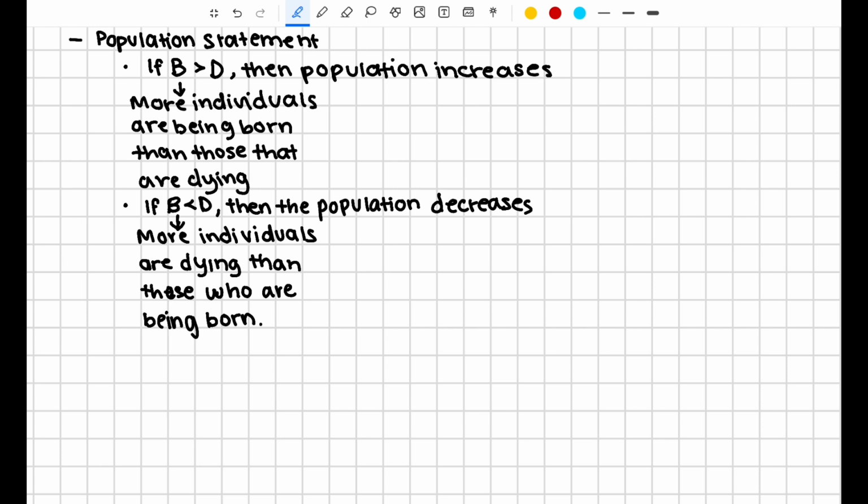So when we talk about constant growth, that means birth rate and death rate are the same. The number of individuals that are dying are being replaced by the number of individuals that are being born. But as soon as we change one, make the birth rate go up or make the death rate go up, that's when we see these changes in the population size.